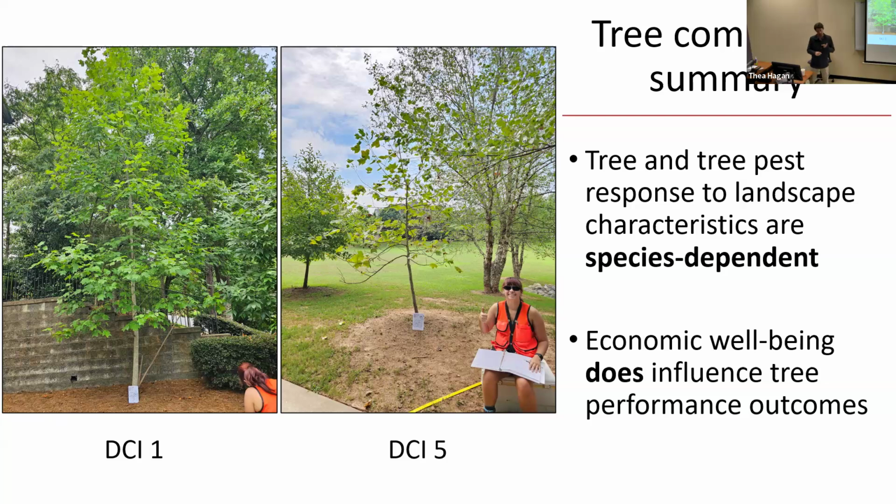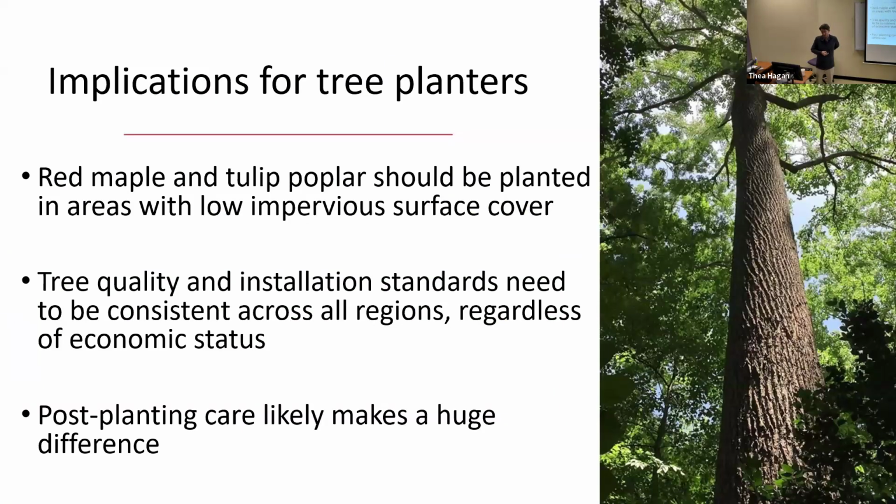So what we're seeing, things are species dependent. You can't treat all tree species and the organisms that feed on those the same, which makes sense. That's what we predicted. And that local economic well-being does influence the outcomes of those tree plantings. As of now, just based on some basic tree size metrics. The big question is why? And we're currently working with Trees Atlanta to help understand that.